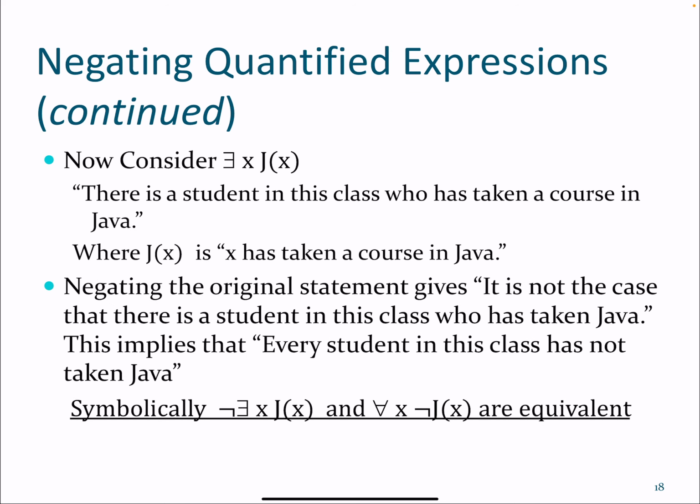Similarly, you can also negate the existential quantifier, and it's very similar. For example, not exists x, J(x). When you move the not inside, you need to change exists to for all, and then put not in front of J(x).